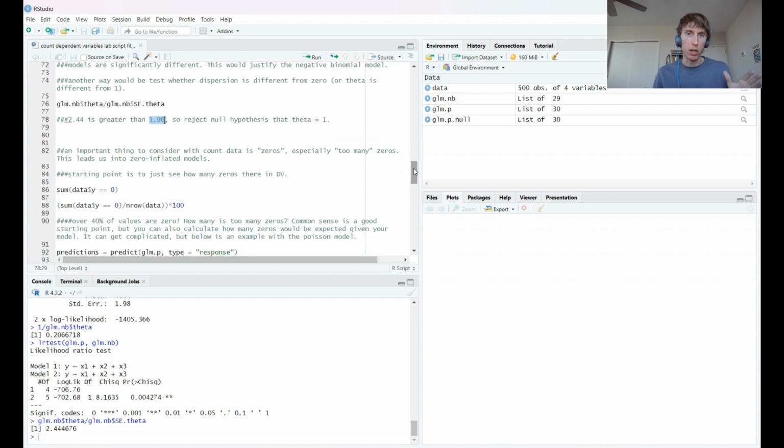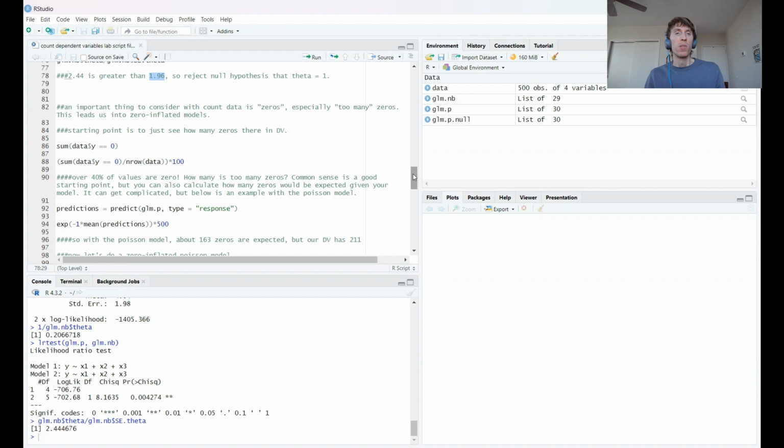Now, in many cases, as I mentioned, Poisson can often be a starting and ending point. And even if you go beyond it, often the negative binomial model will be your ending point. But depending on the particular situation you're in and what you're doing this analysis on, another thing you might want to consider with count data is the zeros, and specifically too many zeros. And we'll talk a little bit about what that means, too many zeros. And this is going to lead us to the zero-inflated models.